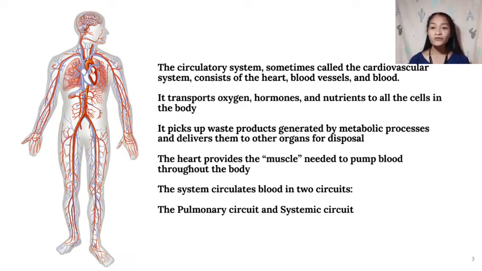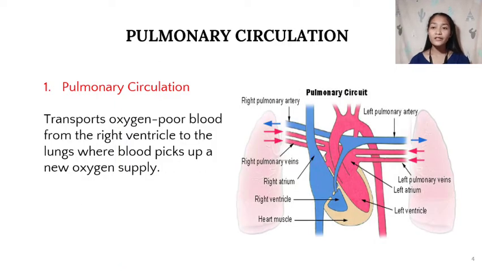The heart also provides the muscle needed to pump blood throughout the body. With its chambers, valves, and all of its parts working together towards the same goal, the heart successfully pumps blood with ease. So the system circulates blood in two circuits, the pulmonary circuit and the systemic circuit. Your heart pumps blood through two major pathways. First, let's discuss pulmonary circulation.